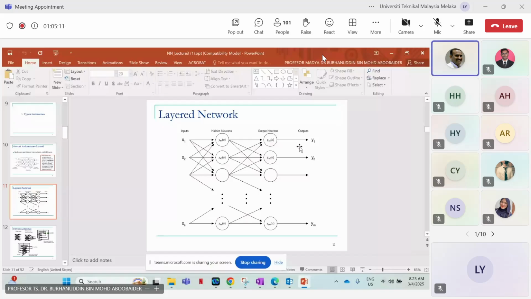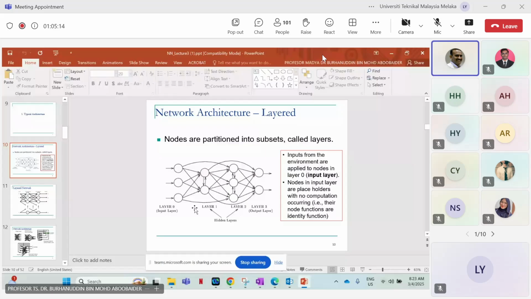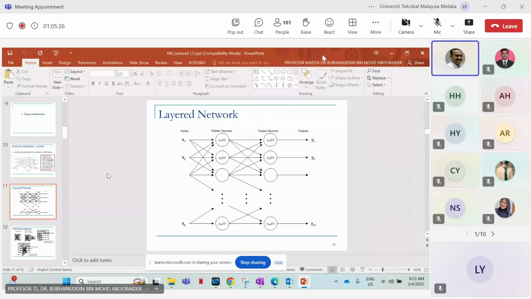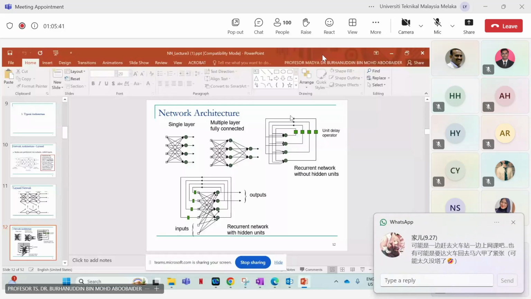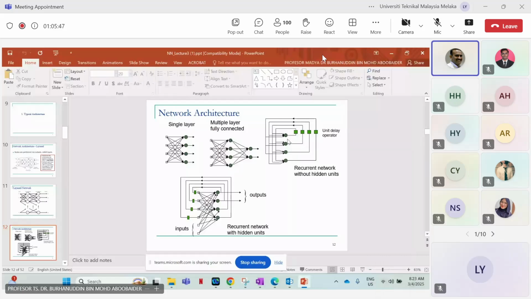That's why you can see over here we have X, and then it will fire the Y. In between, we have a lot of hidden layers. As I mentioned last week, this is the network architecture. We have single layer, then multiple layer. This is one way. And then if you look at recurrent, it can go back. You can have a looping over here. Here we don't have hidden units, only one layer, then fire output. But here we have many hidden layers. You can go to layer one, layer two, layer three, and so on.